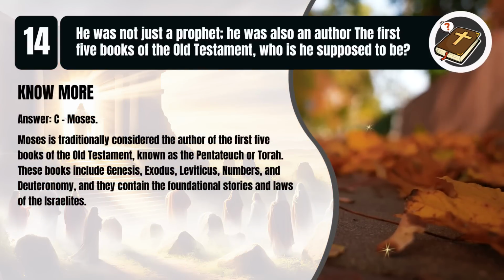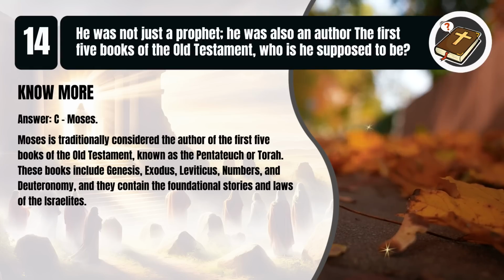That's C. Moses. Moses is traditionally considered the author of the first 5 books of the Old Testament, known as the Pentateuch, or Torah. These books include Genesis, Exodus, Leviticus, Numbers, and Deuteronomy, and they contain the foundational stories and laws of the Israelites.